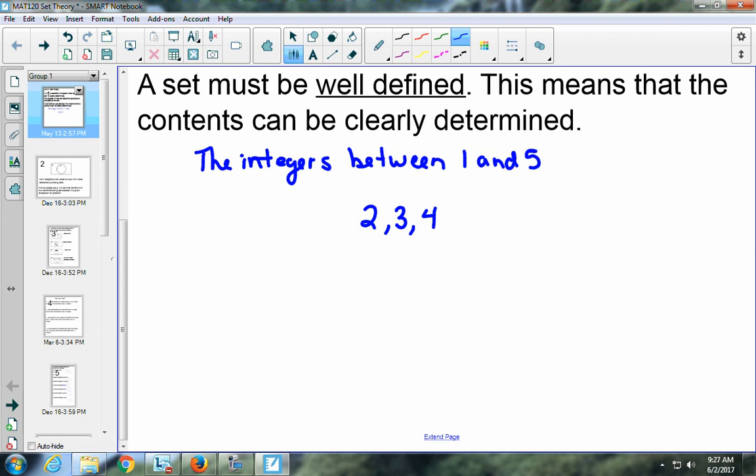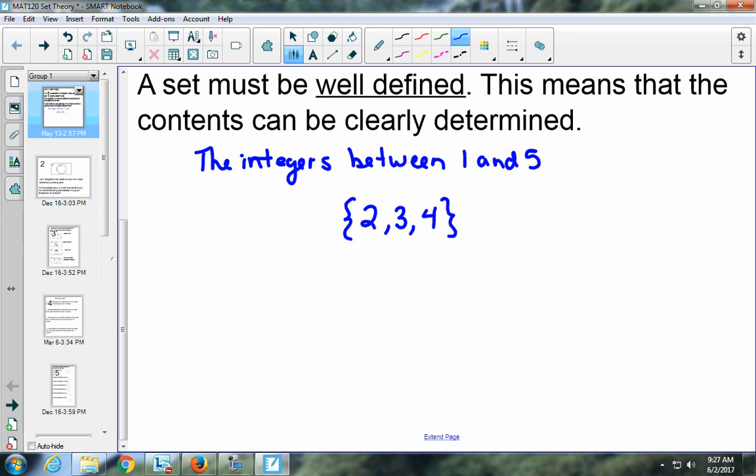If I'm writing this as a set, I put the squiggly brackets around it to say this is what's in that group or what's in that set. So both of these things, the words and this group of numbers in the brackets, are both the set. The elements are the numbers 2, 3, and 4. They are what is included in that set.